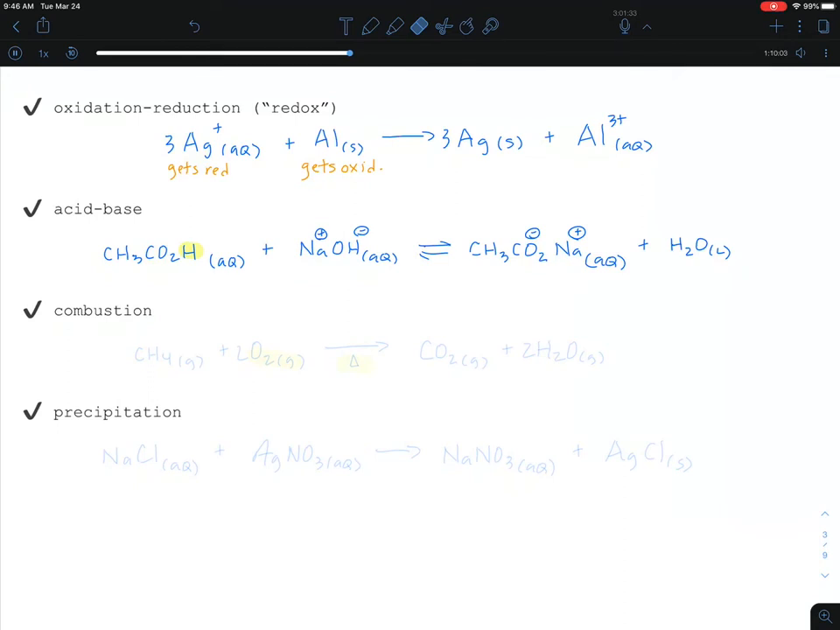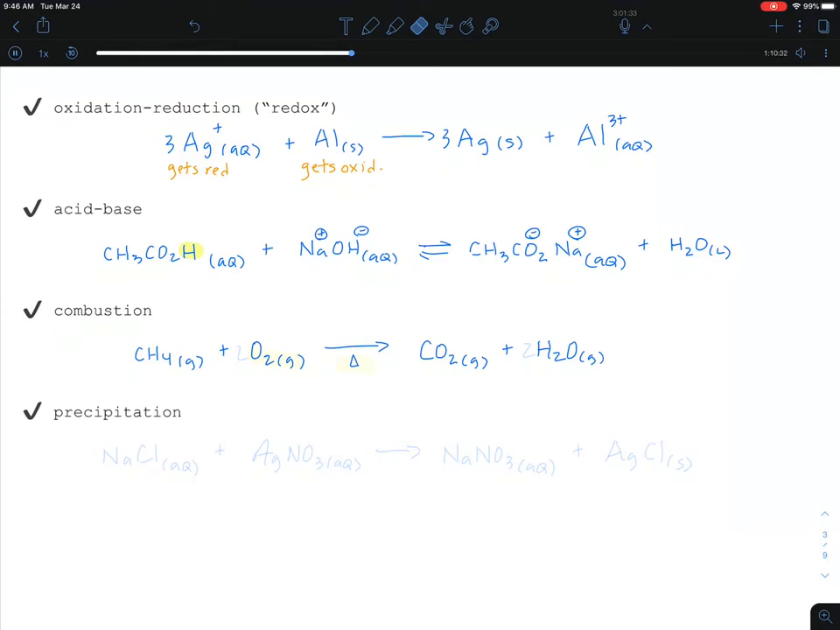Combustion reactions. So again, we're going to take a hydrocarbon. Let's take a nice, easy, simple one. Methane. It's the smallest hydrocarbon we have in the gas phase. And we're going to burn it in the presence of oxygen gas. Burning the hydrocarbon in the presence of oxygen gas is a combustion reaction. And what you get is CO2 and water.